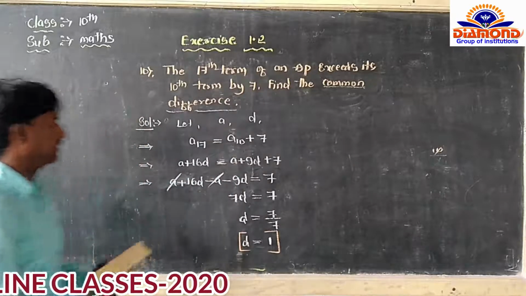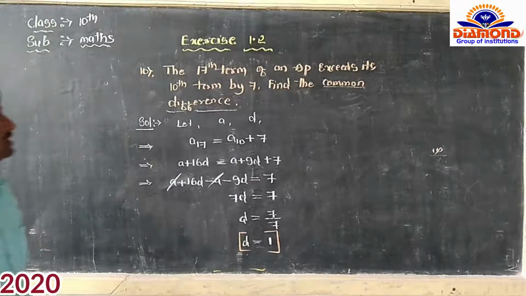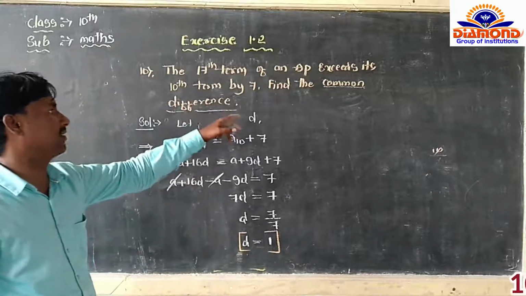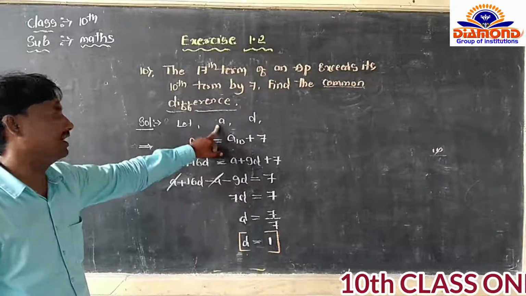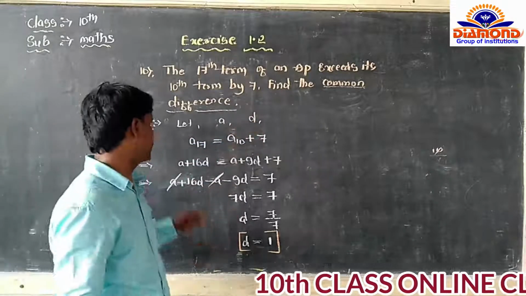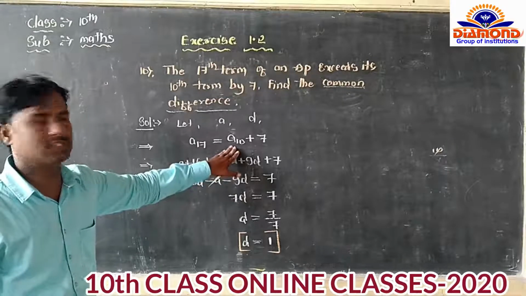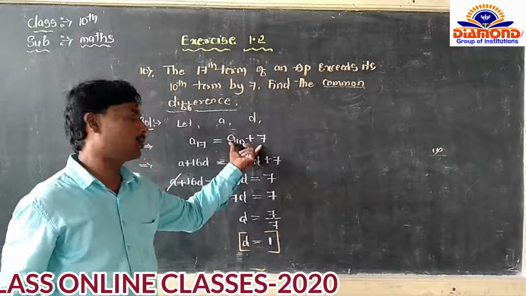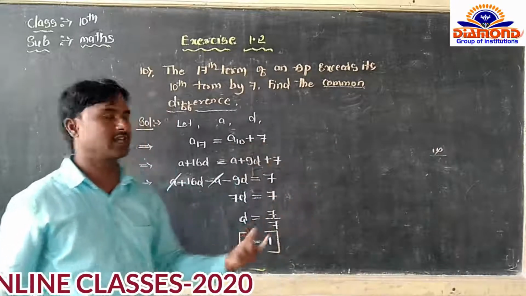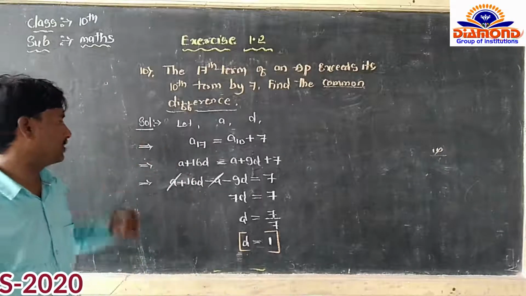One more time, the expression, dear students. The 17th term of an AP exceeds its 10th term by 7. Find the common difference, he asked. Let a be the first term and d the common difference. According to the question, the 17th term is equal to the 10th term plus 7. इस सेंटेंस के अंदर 10th term को प्लस 7 करें तो आंसर कितना है वो 17th term को इक्वल होगा बोल के वो क्वेश्चन में स्टेटमेंट दिया है.